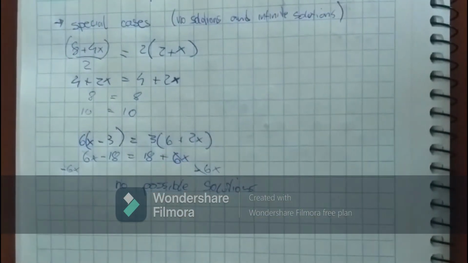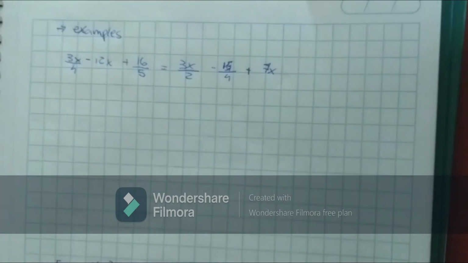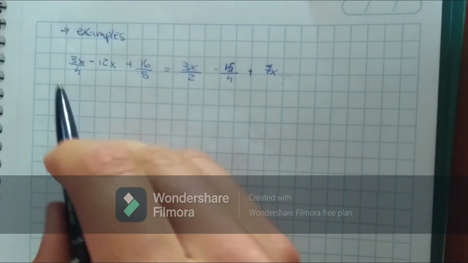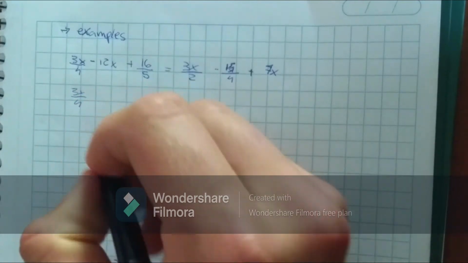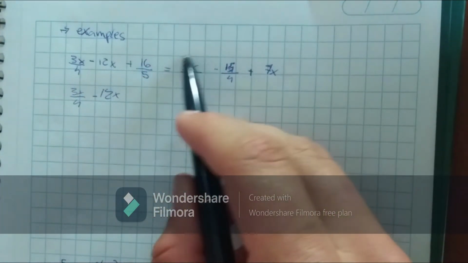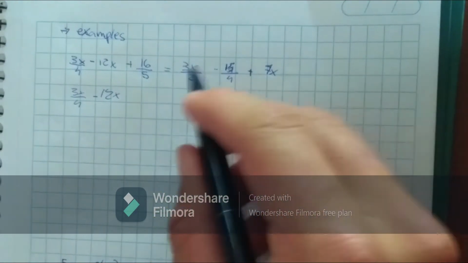So now let's go to some examples to see if you guys understood everything well. In our first example, we will be solving 3x over 4 minus 12x plus 16 over 5 equals 3x over 2 minus 15 over 4 plus 7x. So let's keep the x's to the left. So 3x over 4, that has a variable, minus 12x also has a variable. So now let's subtract 3x over 2 to both sides, so then we can get rid of this 3x.